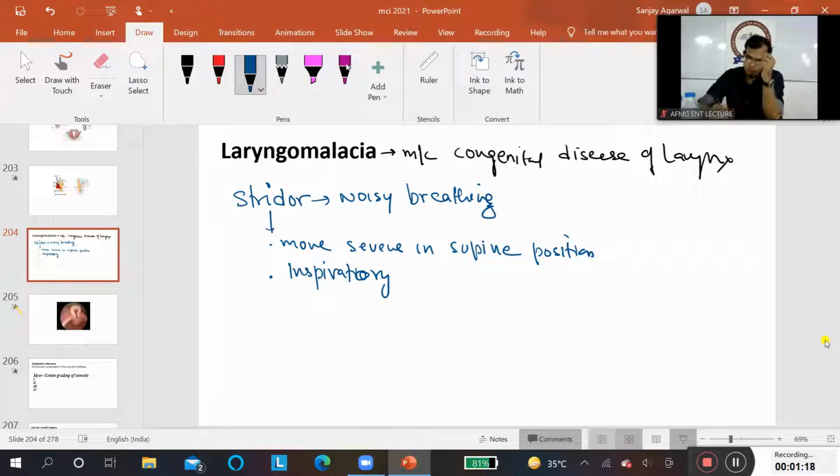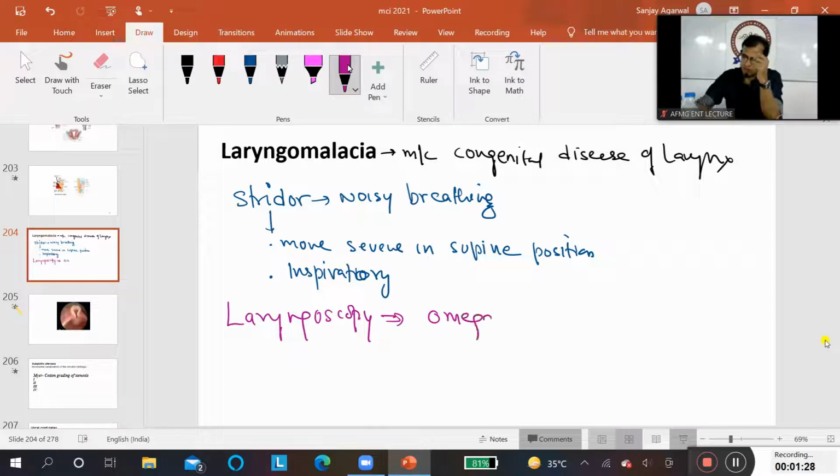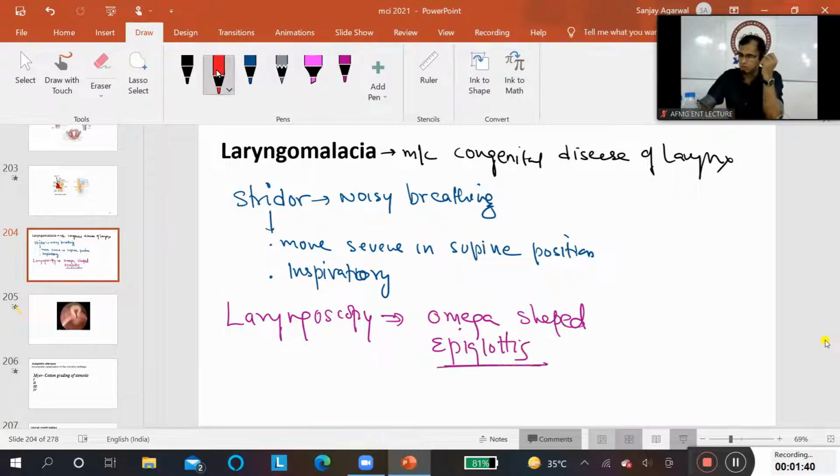And now comes the most important question. What is the laryngoscopy finding in this child? It is defined as omega-shaped epiglottis. This is a very, very important point. Omega-shaped epiglottis is the only important question that they ask you from this disease. And the omega-shaped image is also important.